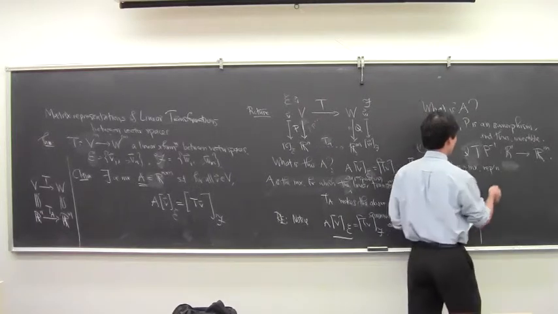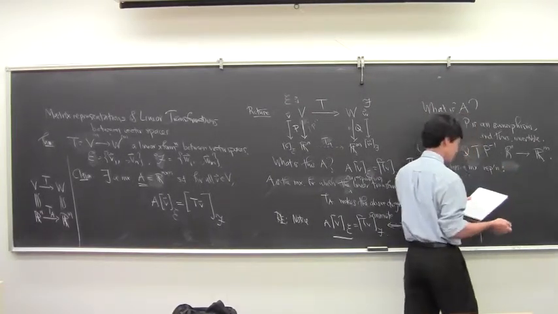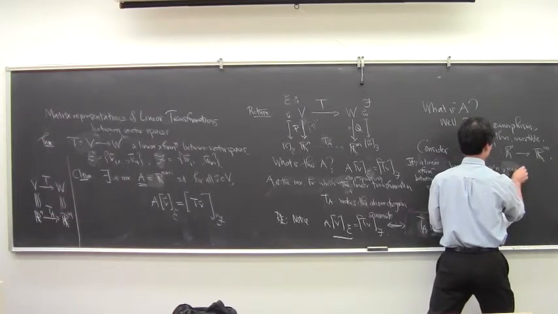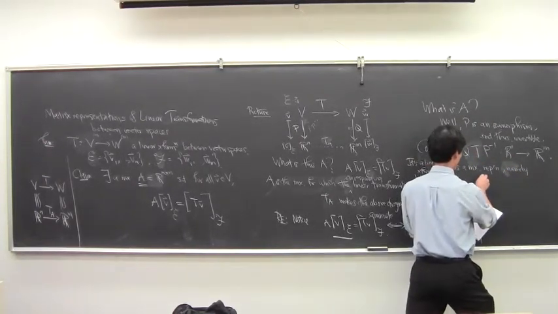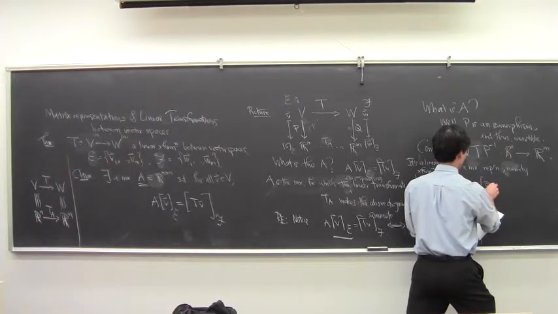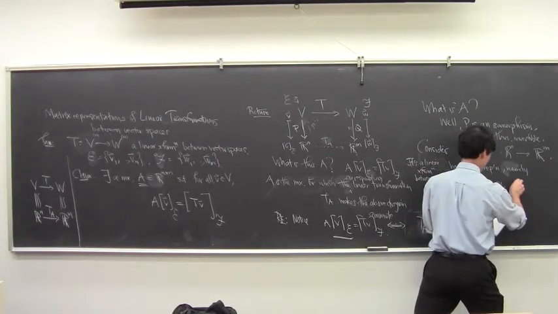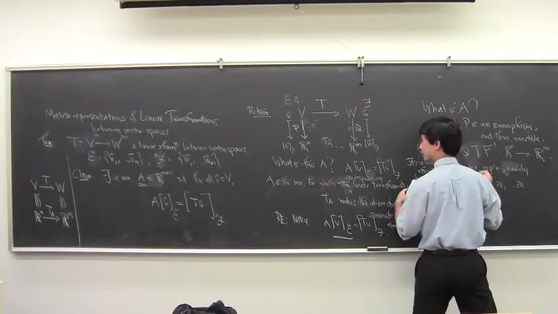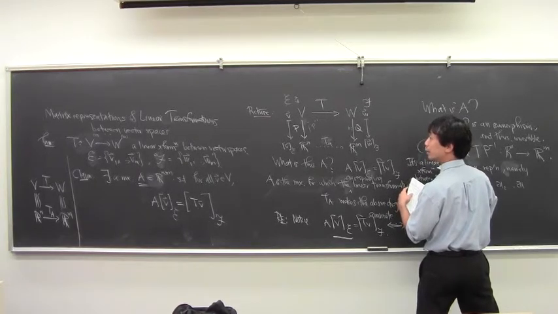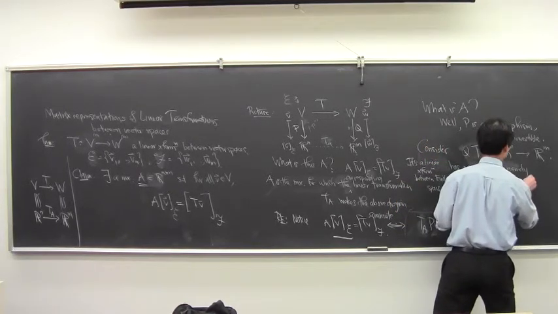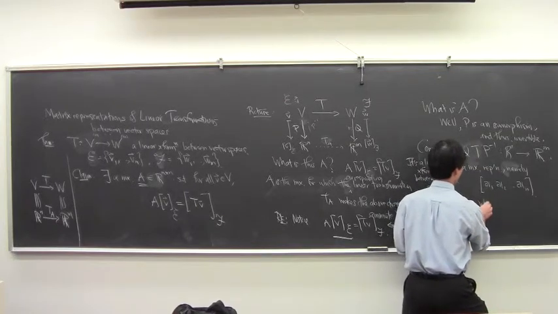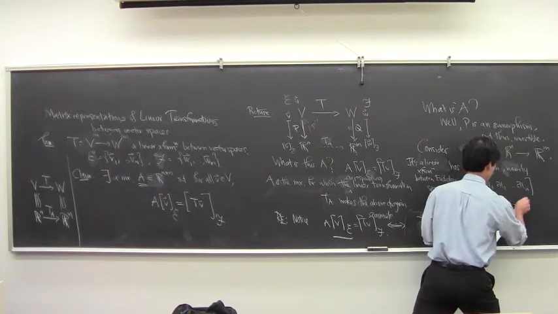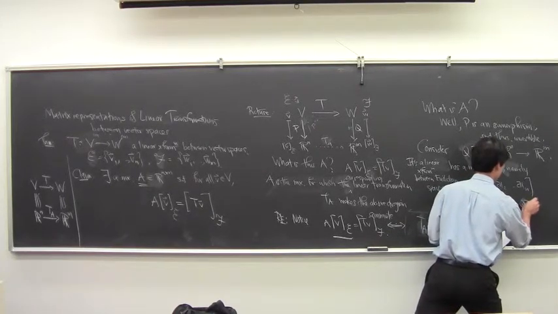So it has a matrix representation, and the matrix representation will be, namely, A1, A2, and so on. It'll be like this, where Ai is Q T P inverse e_i.